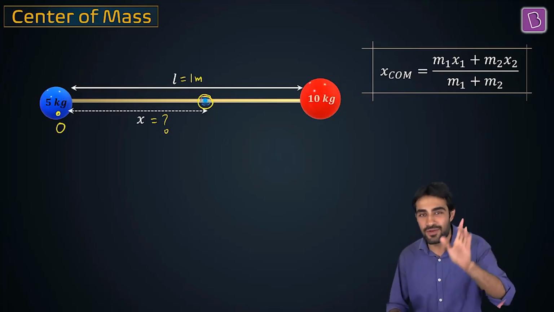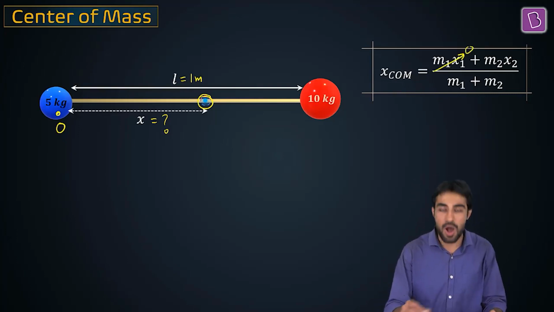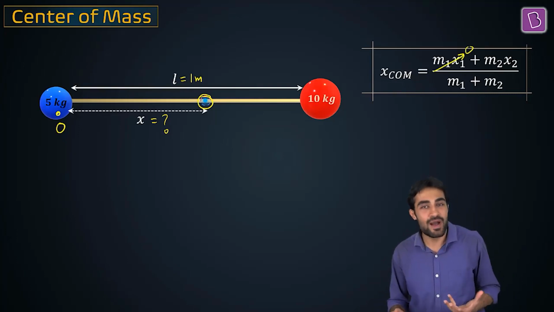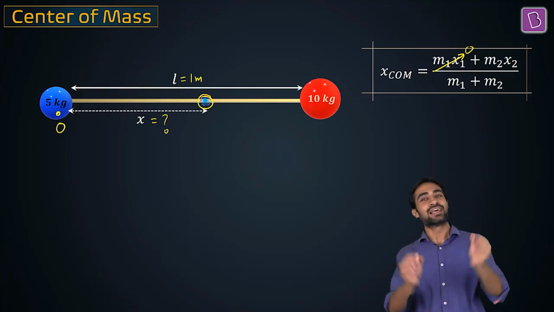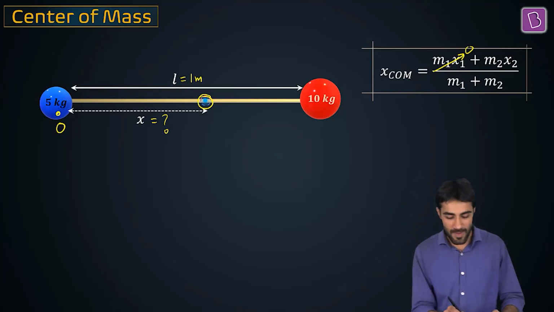What do you think is the value of x1? You would say it is 0. Why? Because the distance of the 5 kg mass from the 5 kg mass is 0. Yes, so sweet. So you can mug up this formula.